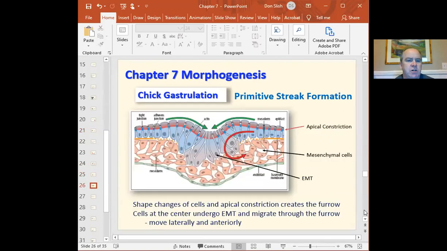Okay, primitive streak. So here we are converging and extending on the primitive streak. So you've got apical constriction here. So again, actin myosin is pulling these cells in to converge them. And then once they get to the primitive streak, you get an EMT conversion. So the cells that get here let go of their adherens junctions, they become mesenchymal, and then they, not involute. What was the word we used for that? Ingress. So they ingress and then skitter off in their own directions.